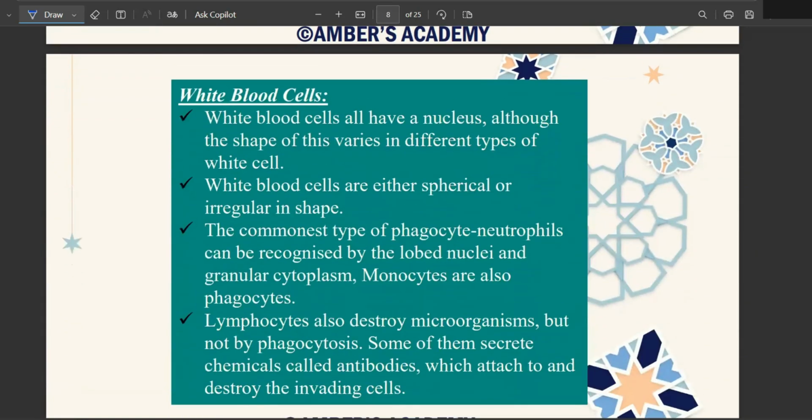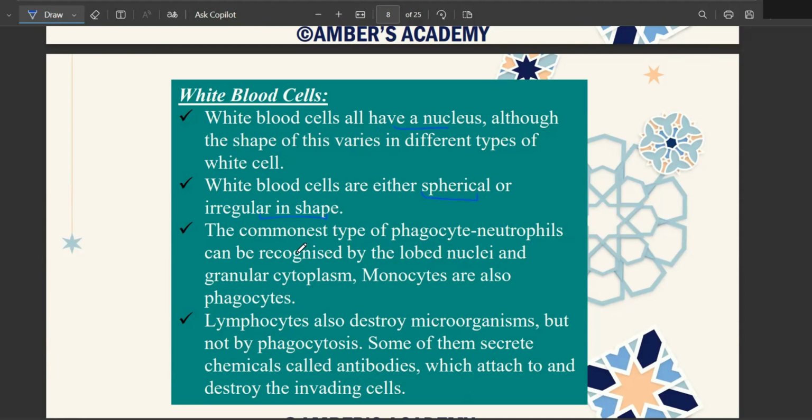Then we have white blood cells. We'll do white blood cells in more detail when we do the topic of immunity. But superficially, we could look over here as well. The main difference between WBC and RBC is that RBCs are responsible to carry oxygen, whereas white blood cells are there to fight against infections and they have a nucleus. Red blood cells do not have a nucleus. The shape of red blood cells is biconcave, whereas the shape of white blood cells is spherical or irregular in shape.